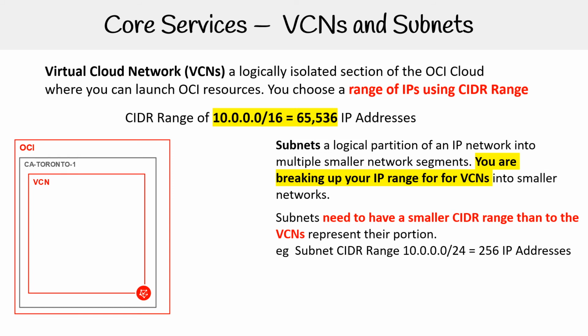So for the example here, I'm using CIDR range 10.0.0.0/24, which would give us 256 IP addresses. So it's a very small slice out of our VCN.